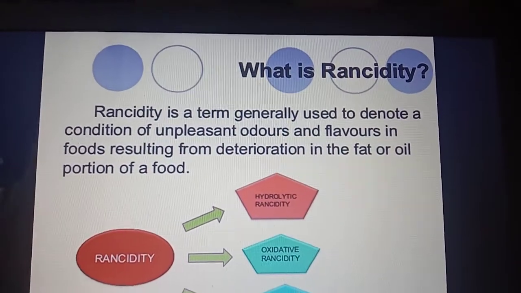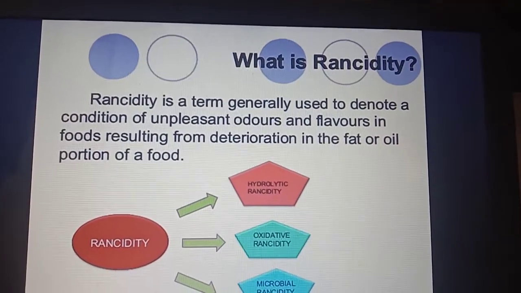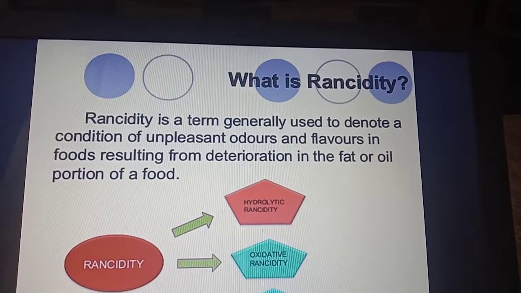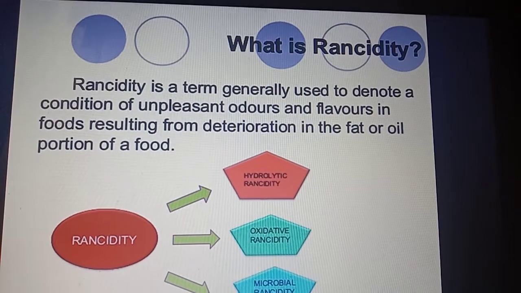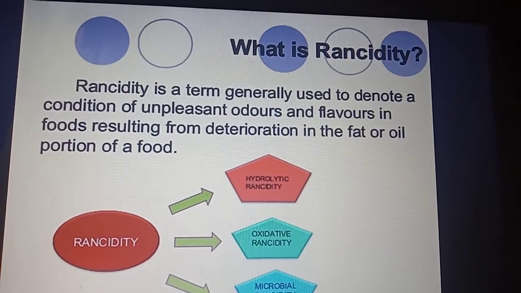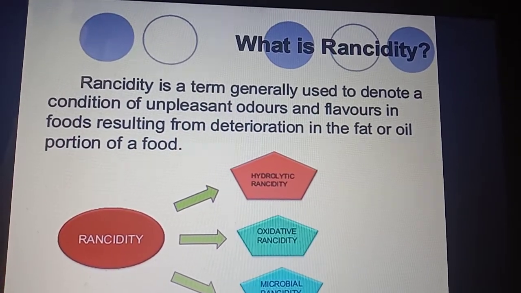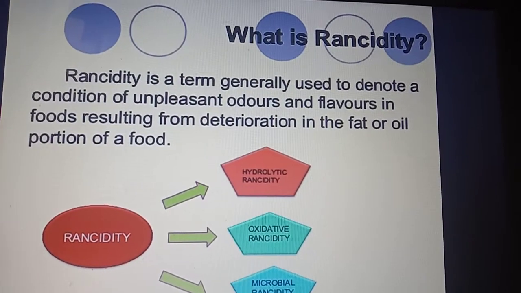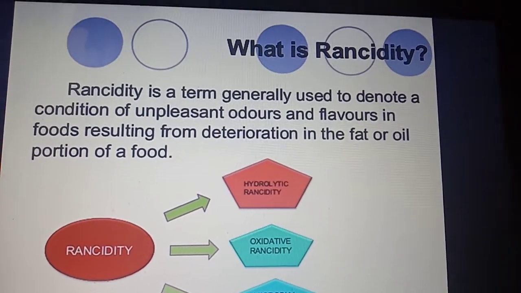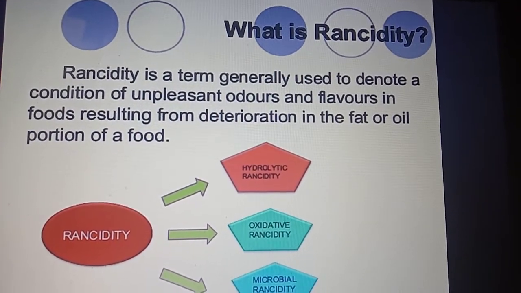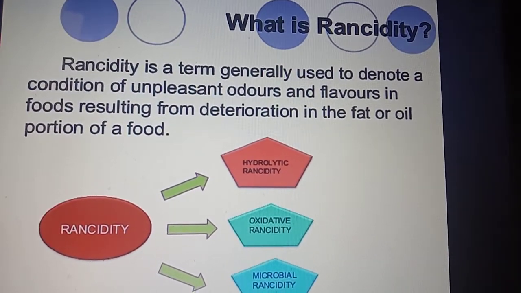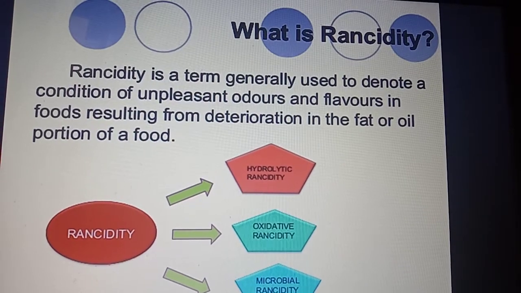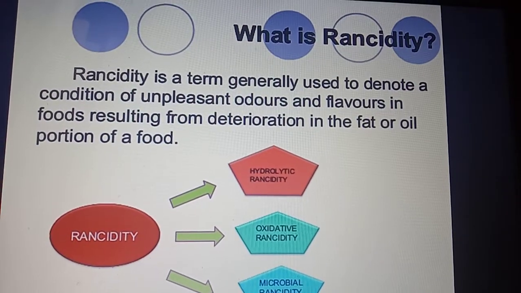Now let us see what is rancidity. This is also another form of oxidation. But here there is a difference. Here we see the oxidation of foods, especially those which contain oil and fats. So rancidity is a term generally used to denote a condition of unpleasant odors and flavors in foods resulting from deterioration in the fat or oil portion of a food.